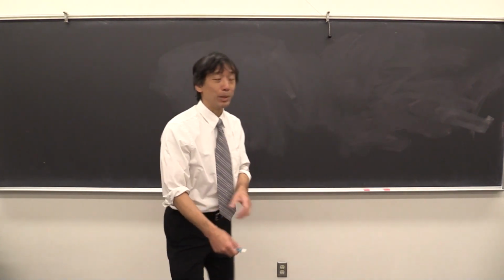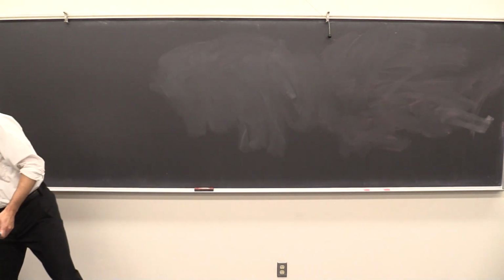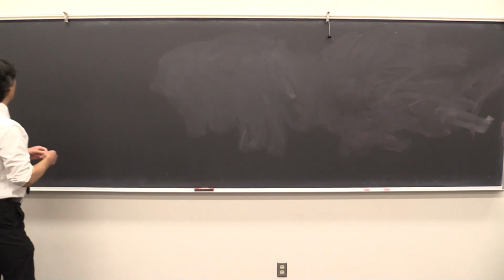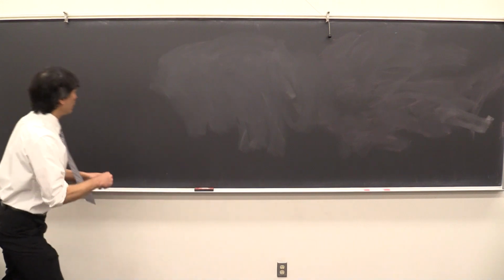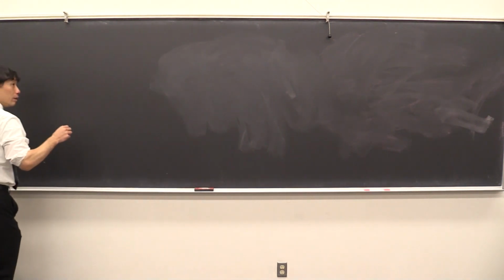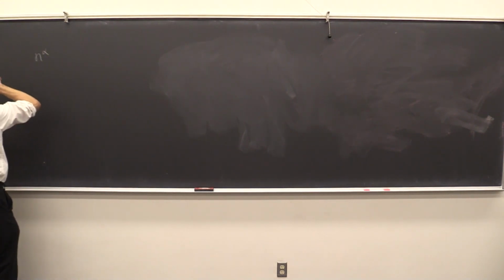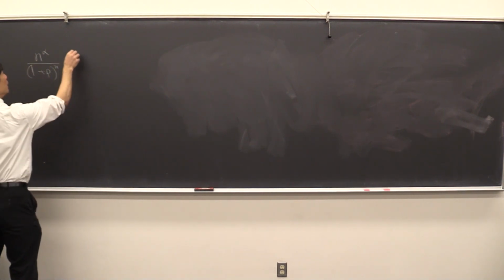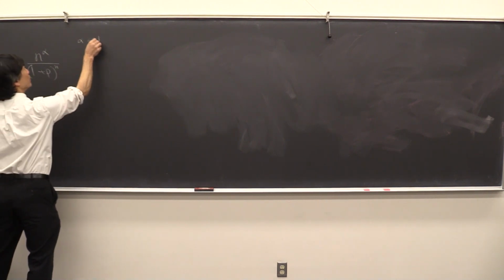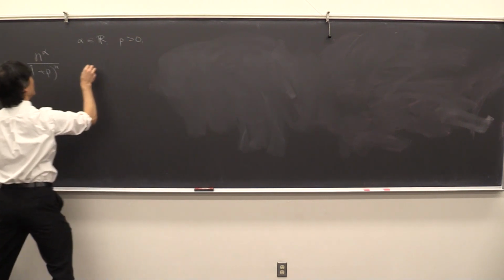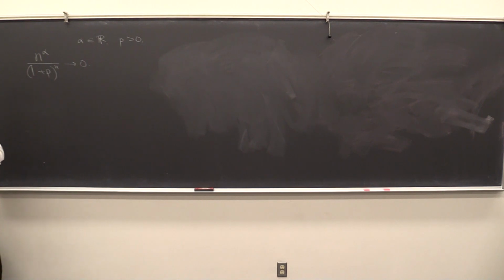Okay, so I thought I'd start off by re-presenting the last thing we did on Friday, just because I feel maybe that wasn't clear enough. Remember when we were showing that if you have something like this, where alpha is some real number, and p is some positive number, then this is going to go to 0 as n goes to infinity.